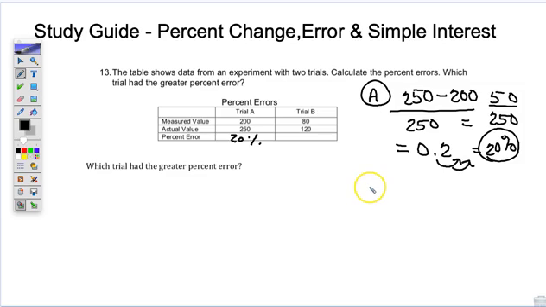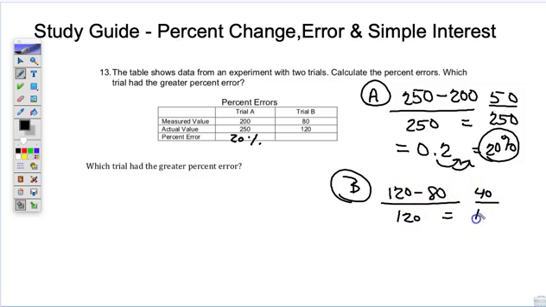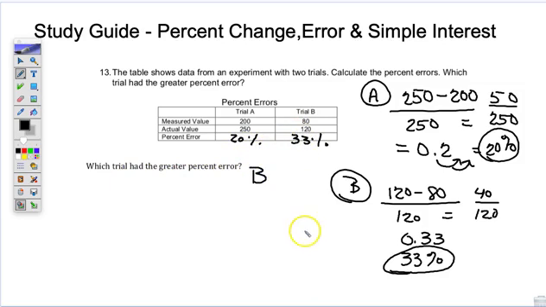For trial A, you want to fill in 20%. Next, let's do trial B. We're going to do the exact same thing. The larger number, subtract the smaller. And for percent error, you always divide by actual. 120 subtract 80 is 40. If I divide 40 by 120, you should get 0.33. If I move it to the right 2 places, it's 33%. And then it looks like it's asking which trial had the greater percent error. So you're just comparing these two, and it looks like that's going to be trial B.